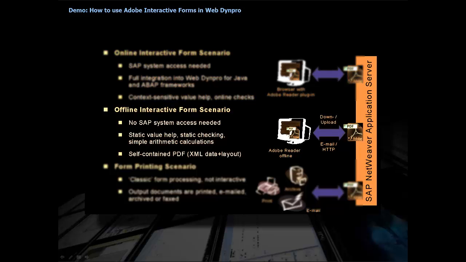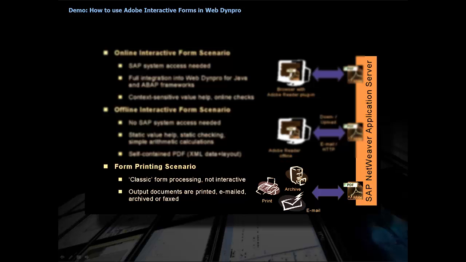The next scenario is the Offline Interactive Form scenario. You work offline in the form here, which means no SAP system access is needed. So you either download the form, or you get it sent by email. You have a static value help here, and static checking and simple arithmetic calculations are possible. The offline interactive form is a self-contained PDF, which means it has XML data plus layout in one.